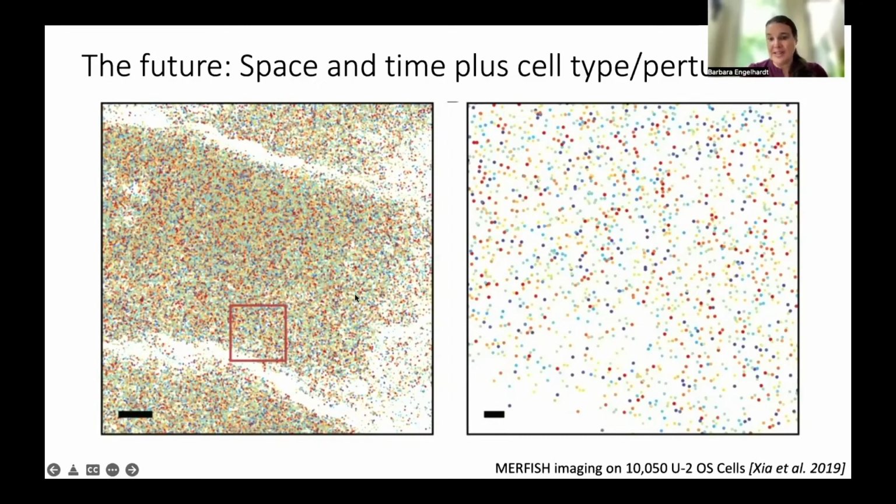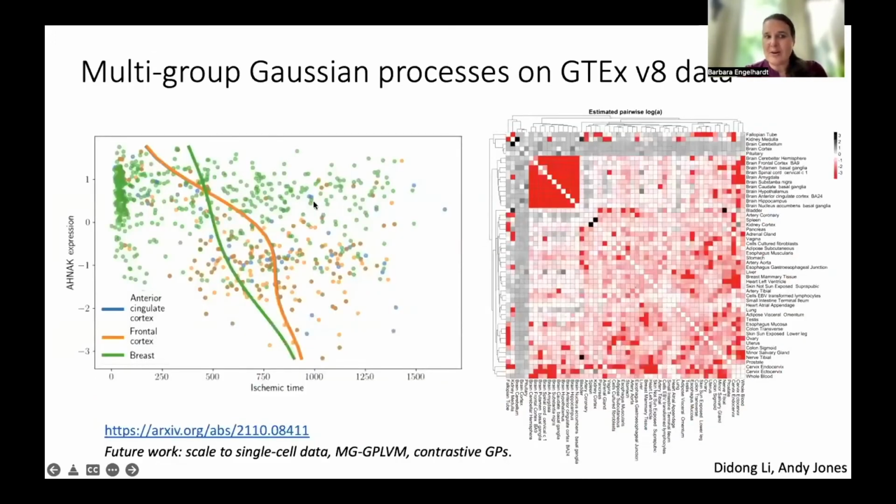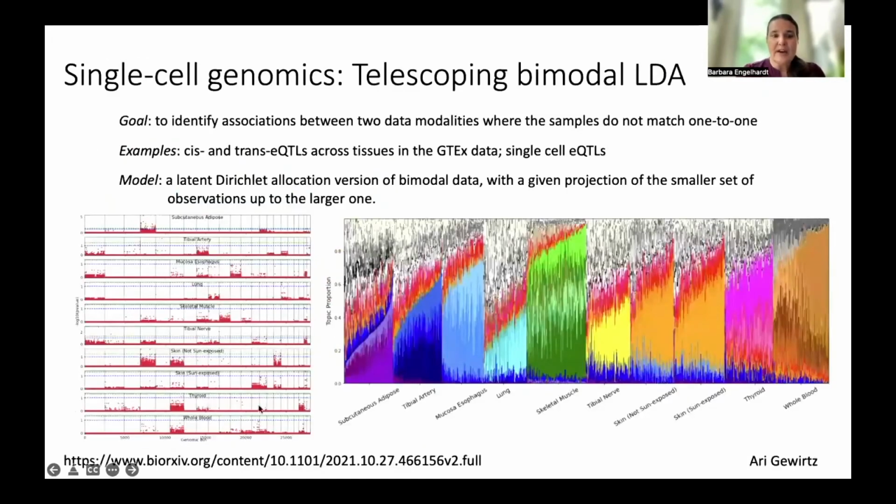Another thing we're very interested in is using not just spatial information, but also cell type information to do dimension reduction. The way that we're going to do this is by using these multi-group Gaussian processes that we developed, and we have a paper on arXiv about this, where we can actually include categorical variables. These categorical variables can be the cell type. So we want to be able to include cell type in these dimension reduction methods that we have.